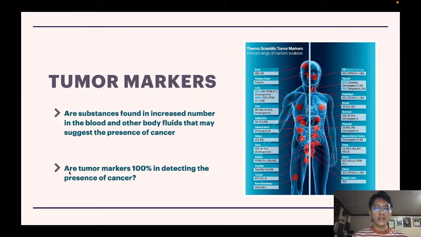Ito, I have a question here. Are tumor markers 100% in detecting the presence of cancer? So yes or no? So actually they are not 100%. So they are not 100% specific, they are not 100% sensitive kasi tumor markers are secreted by our body and hindi natin alam na if cancer ba talaga ang cause of increase of our tumor markers.